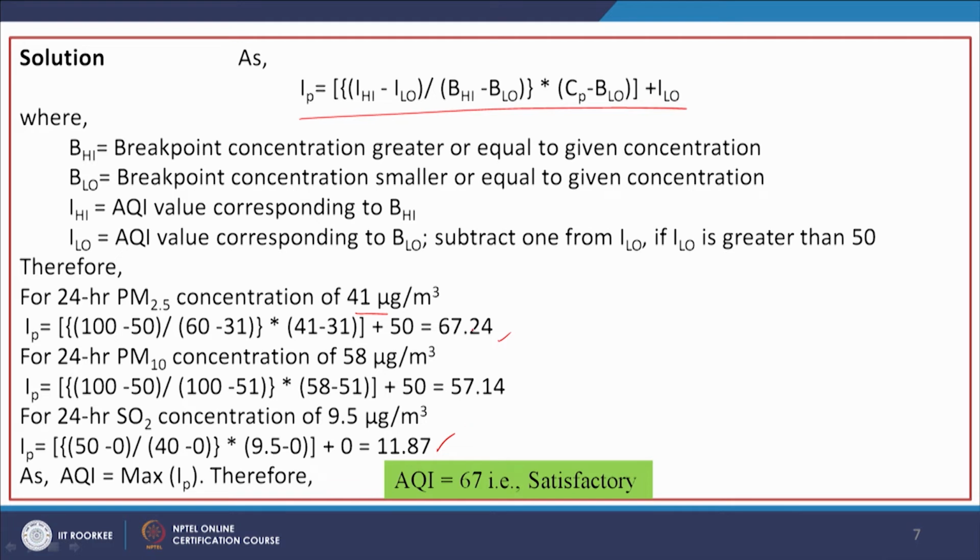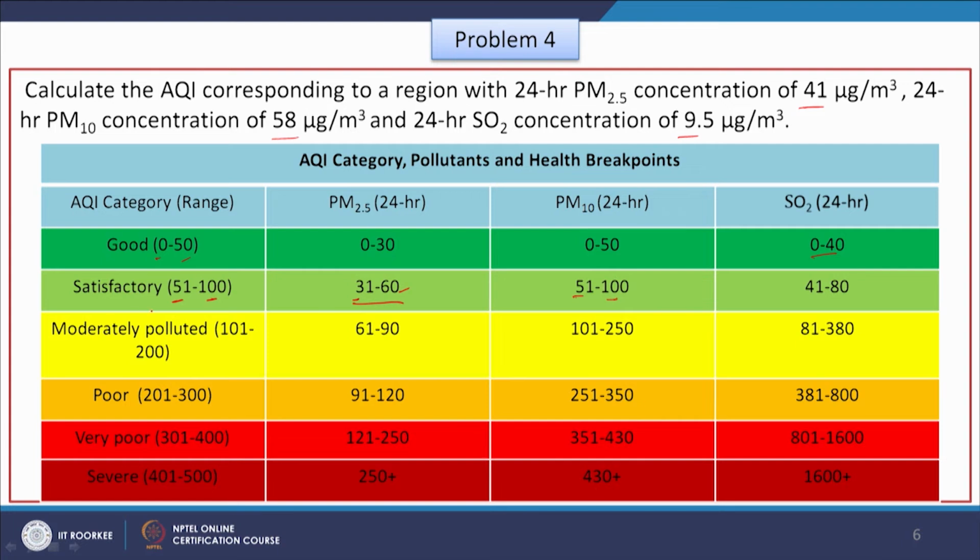So, these are the 3 different individual quality indices we are getting. For determining the overall ambient air quality index, we have to consider the highest value. So, in that case 67.24. So, AQI is the maximum of the Ip values, in this case 67 around. So, this is a satisfactory one, because this falls under the category 61 to 90. So, this is under satisfactory.